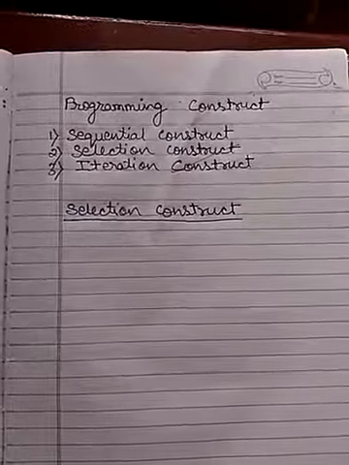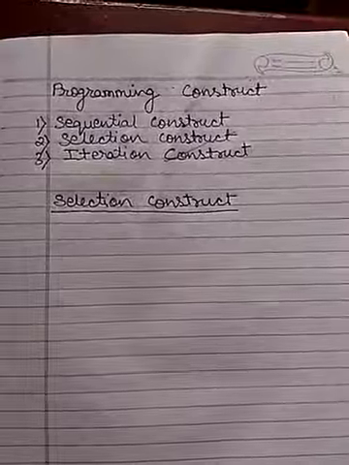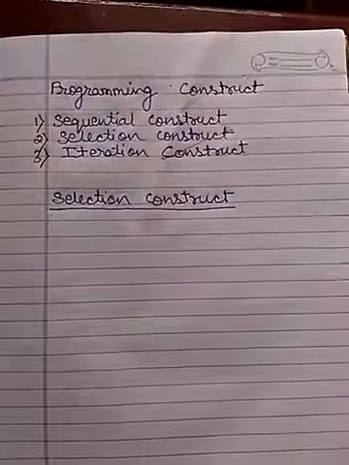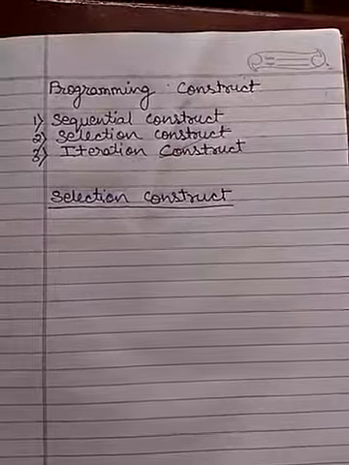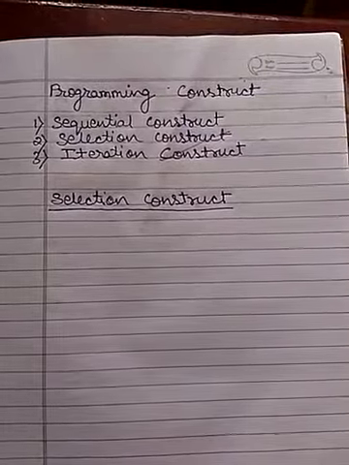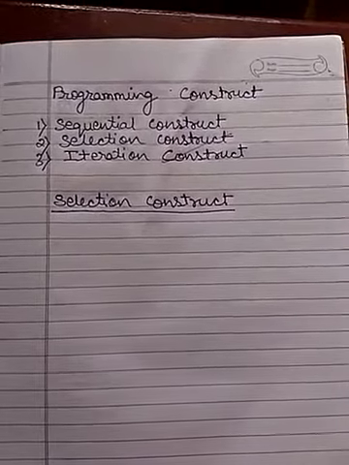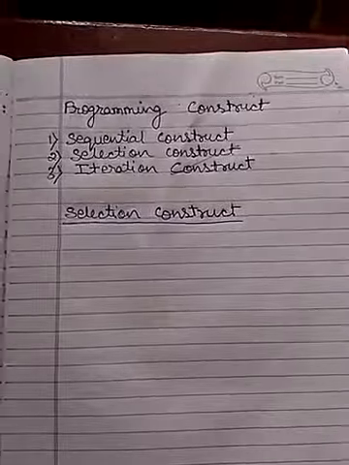In this video we are going to start selection construct. The programming based on some condition is known as selection construct. In Python, if-else statement is provided to perform the programming based on selection construct. How can we write this? Let's see.